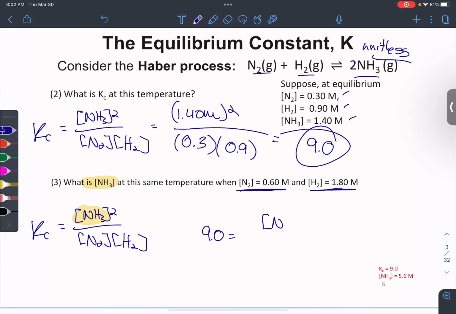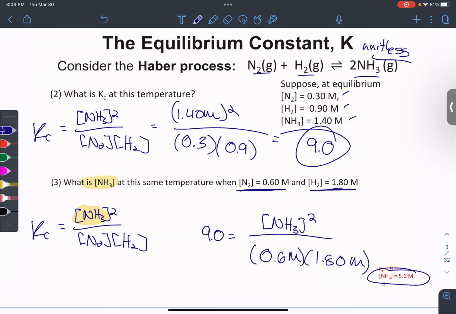I am solving for the concentration of ammonia given these conditions. N2 is 0.6 molarity, and hydrogen is 1.8 molarity. If you solve for that, the ammonia concentration you need in order to reach chemical equilibrium and achieve K is something like 5.6 molarity. Do know that it's squared, so make sure that you do the appropriate algebra to get that unknown term. I'm not going to do it. Do take the square root of that. So that's K.